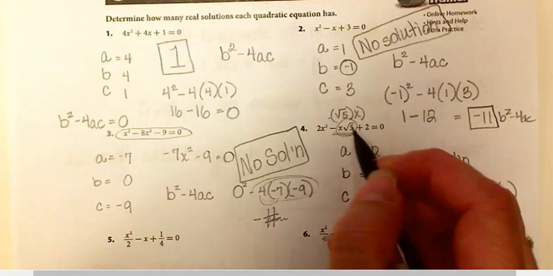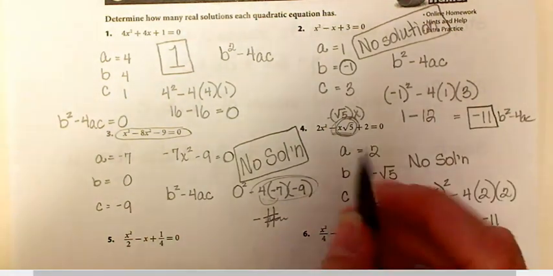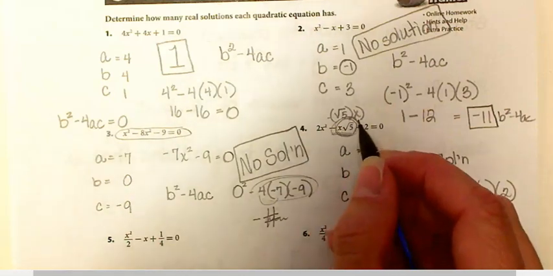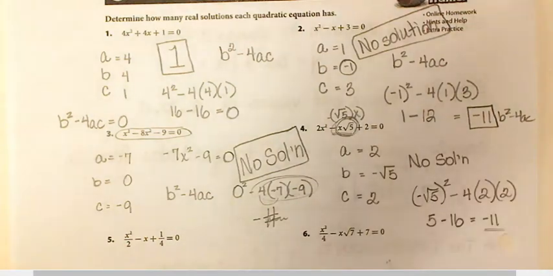Okay, just be careful here, because negative x times the square root of 5 is the same as negative square root of 5 times x.